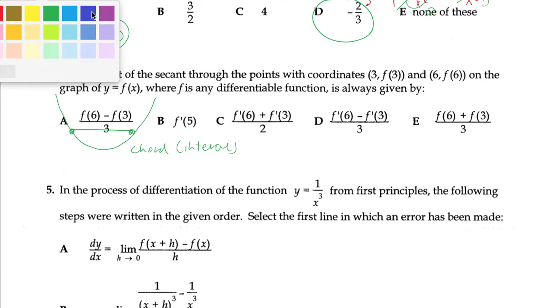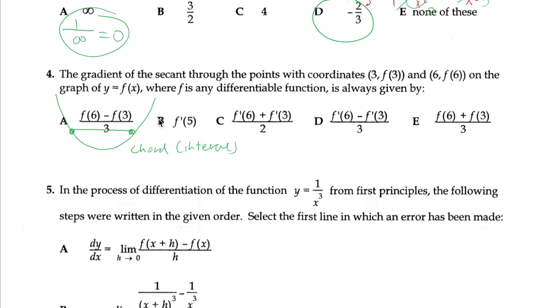So what's a secant? A secant is very similar to a chord, except you draw two points and then connect a straight line through them. So this is a secant, and a secant is a line. It goes infinitely long in both directions. They ask you the gradient of the secant, so the gradient of this line that goes through the points (3, f(3)) and (6, f(6)). What is the gradient of this line?